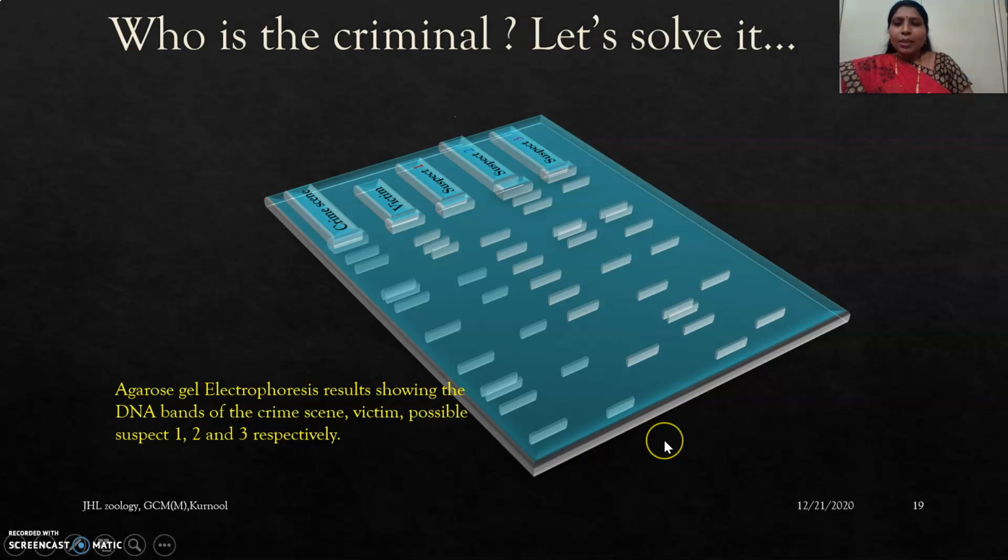So by this you have understood DNA fingerprinting: the protocol followed in DNA fingerprinting, the applications, and how to solve criminal cases. Hope you have understood the topic.